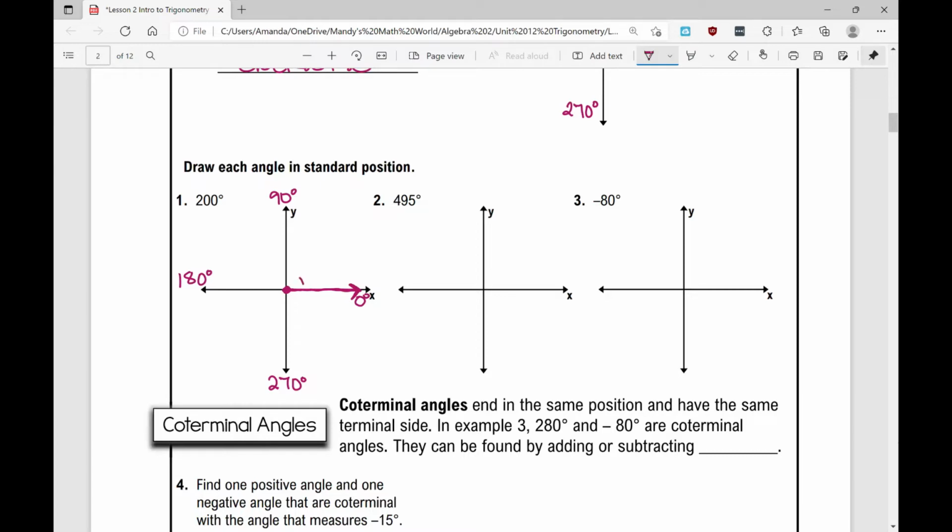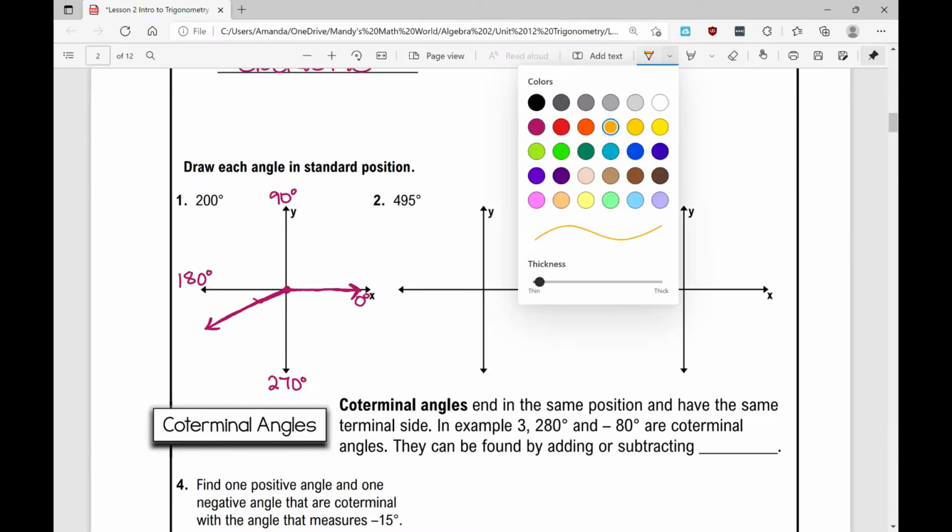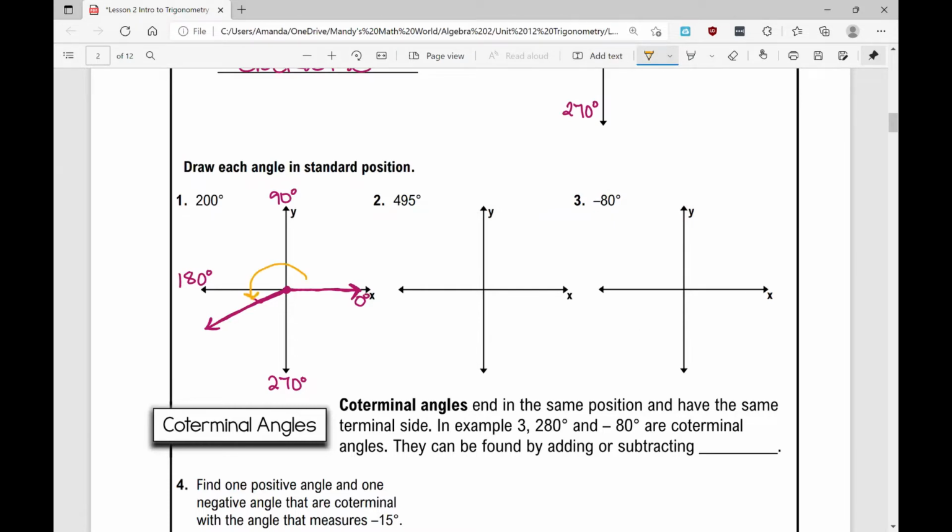Well, if I go all the way to the other side in the opposite direction, that's 180. So I need 20 more degrees, which will be about right there. There's going to be my terminal side for this particular angle. So let me draw this a little better. This is this angle in standard position. And I'll change colors here to show you. Right here, that's my 200-degree angle.